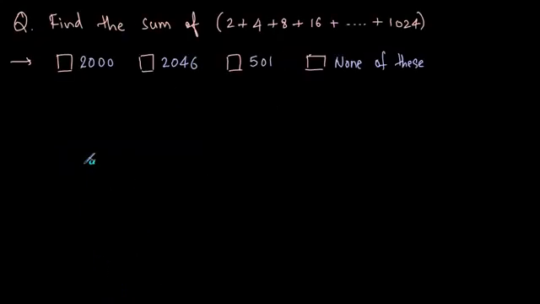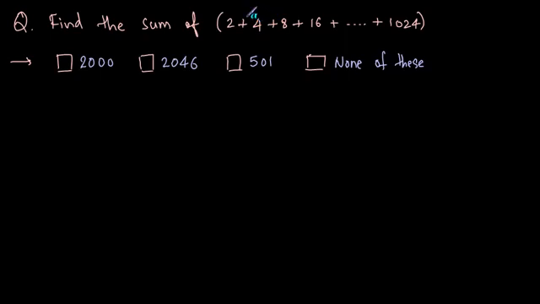With this, let us solve this example. Find the sum of 2 plus 4 plus 8 plus 16 plus so on till 1024. This series of numbers is in a geometric progression because it is in an increasing order and there is no common difference, but there is a common ratio.